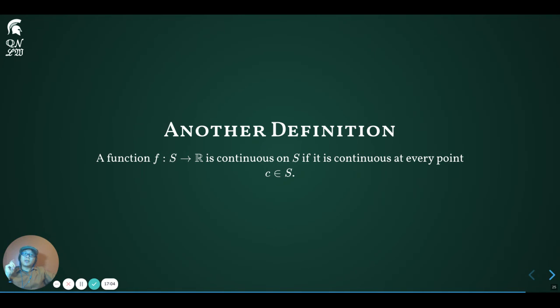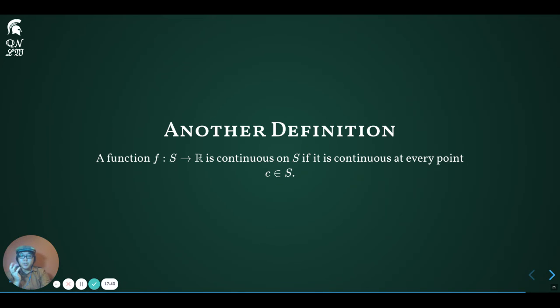Let me give one more definition and one more example. Previously, we defined what it means for a function to be continuous at a point C. We can extend this to ask what it means for a function to be continuous on a set S. We say that a function f from some domain S to the real numbers is continuous on its domain S if it is continuous at every point C of the set S.